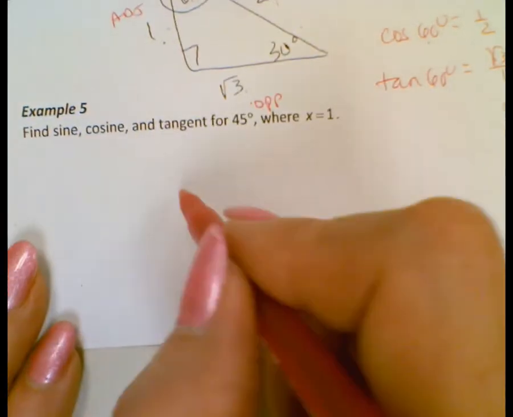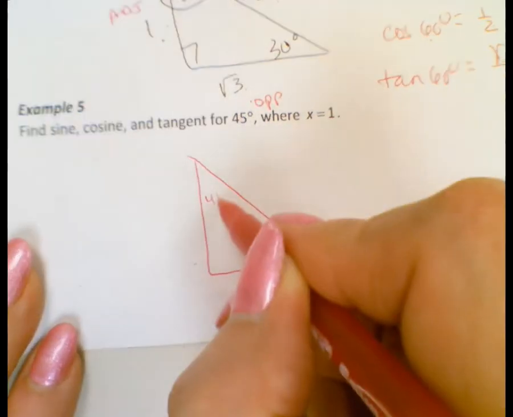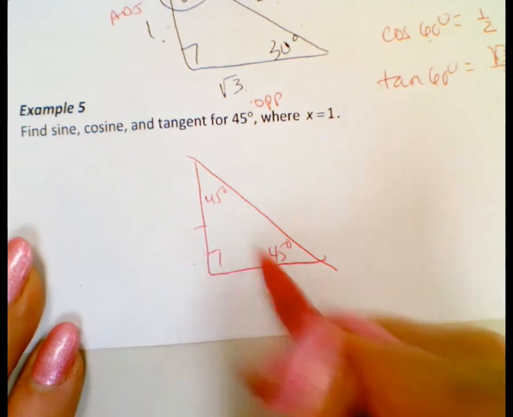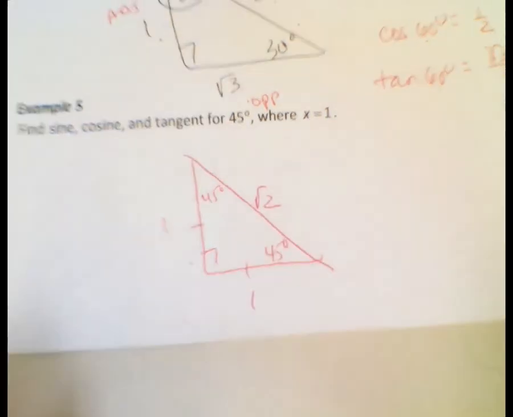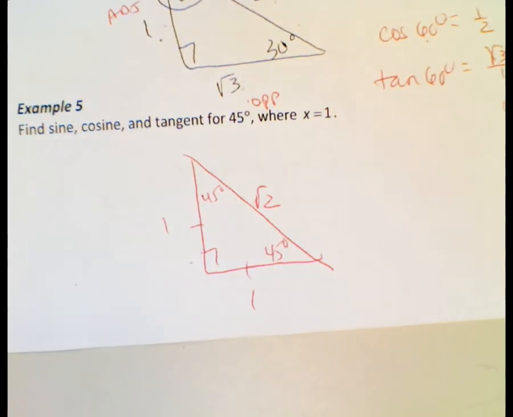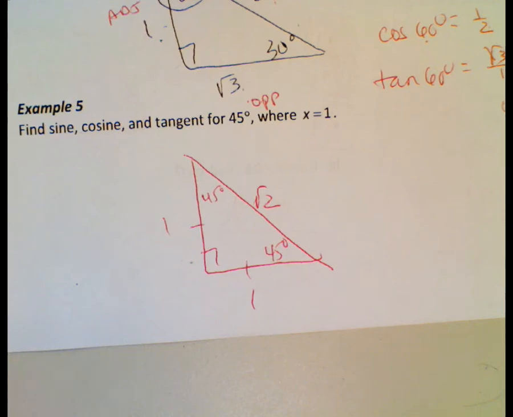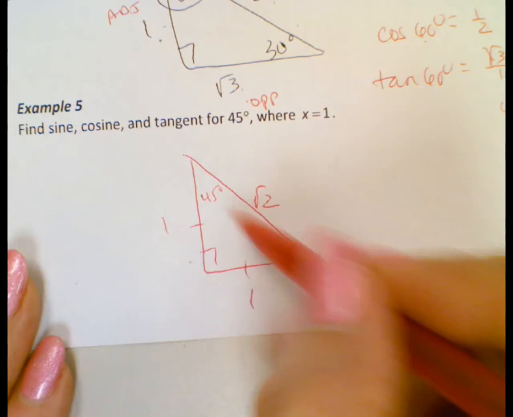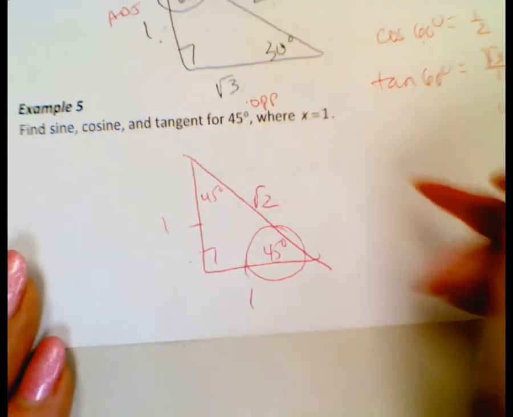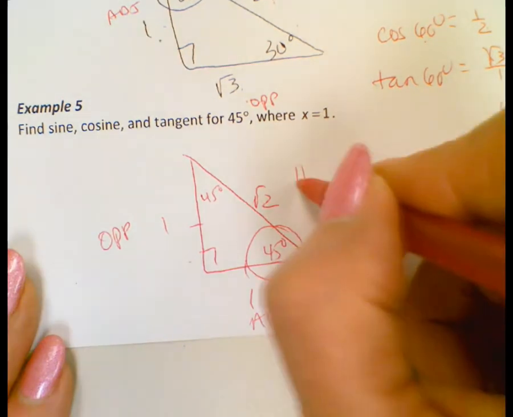And the last one is 45. This is the next ordered pair you have to know. In a 45, 45, 90 triangle, your legs are the same. We're going to call them 1 and 1. The hypotenuse is radical 2 times the legs. Fill in those sides. This is stuff you're supposed to know from geometry. And they want to know what the sine, cosine, and tangent of 45 is. It doesn't matter which angle you go from, they're both the same. So I'll just go from this one. We'll say this is the opposite, this is the adjacent, and this is the hypotenuse.